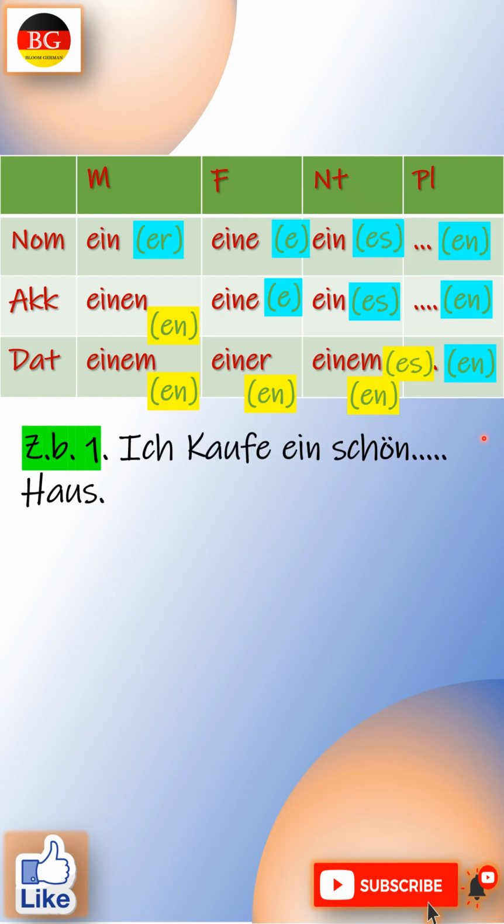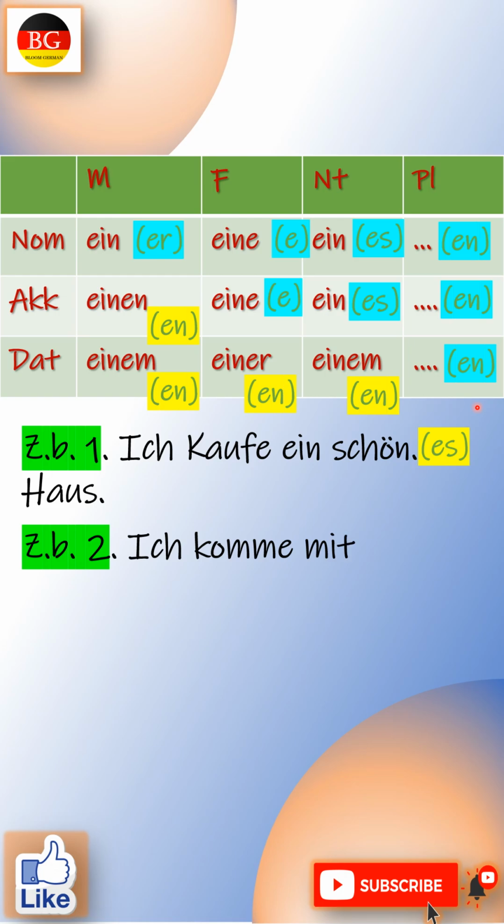First one is Ich kaufe ein schönes Haus. So house is das Haus. That's why ein schönes Haus. And kaufe, the action is going on there. That's why the sentence is in accusative case. So ich kaufe ein schönes Haus. One more example.